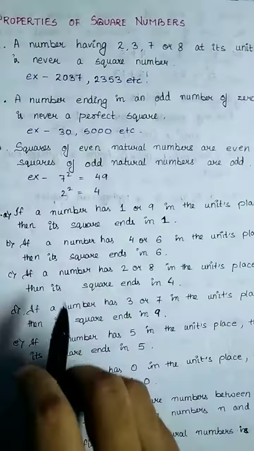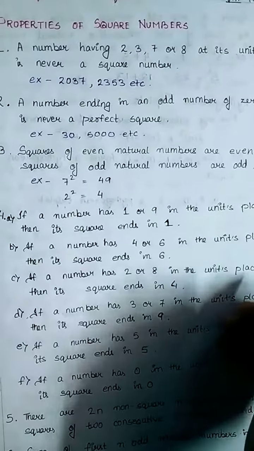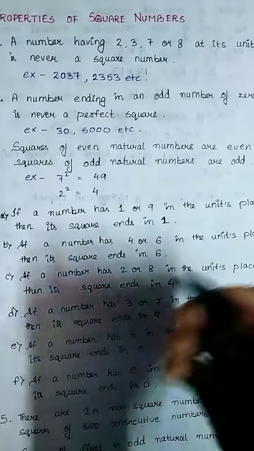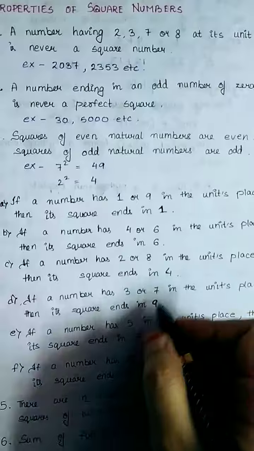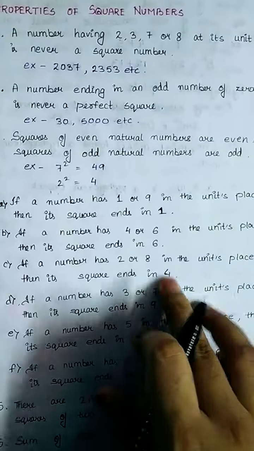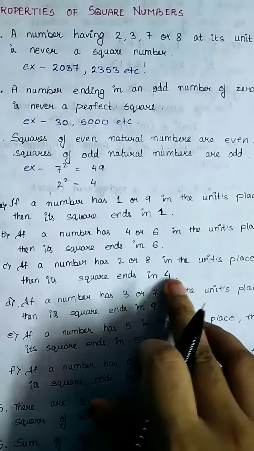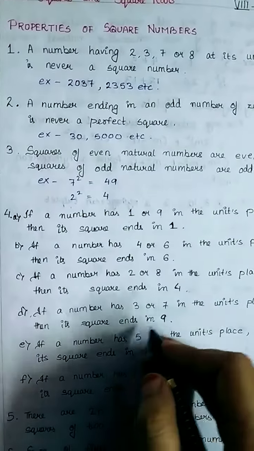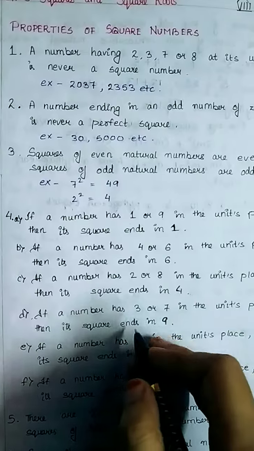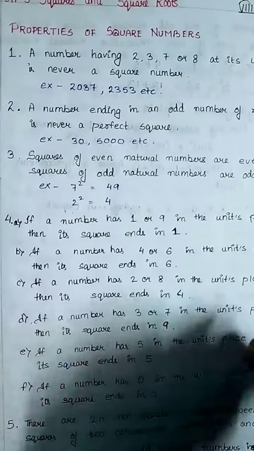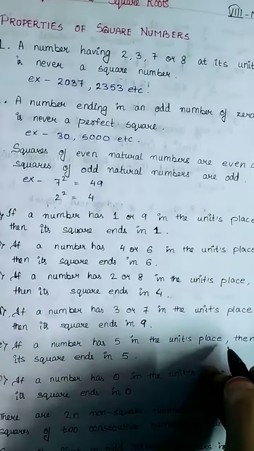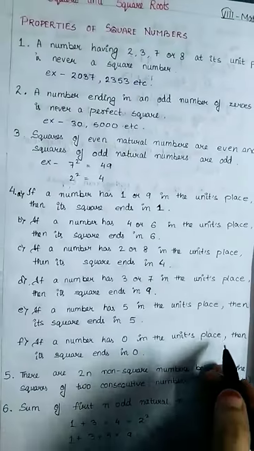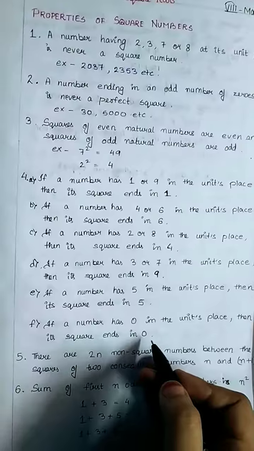You'll remember this. If a number has 2 or 8 in the unit place, then the square ends in 4. 2 twos are 4, 8 eights are 64. Both end with 4. If a number has 3 or 7 at the end, then the square will end with 9. Like 3 threes are 9, 7 sevens are 49. If a number has 5 in its unit place, then the square will also end with 5. If a number has 0 in its unit place, then the square ends in 0.